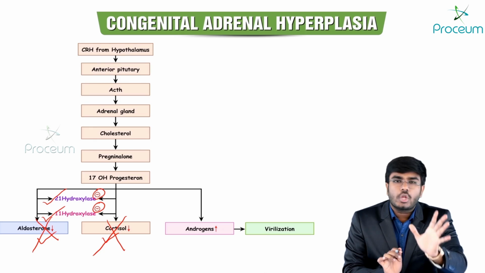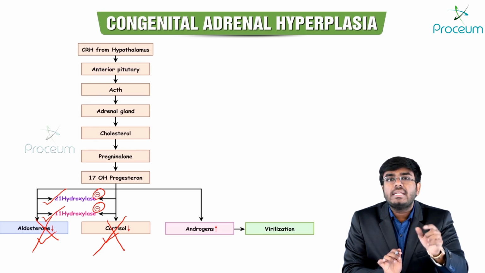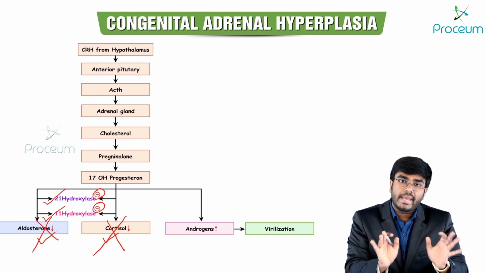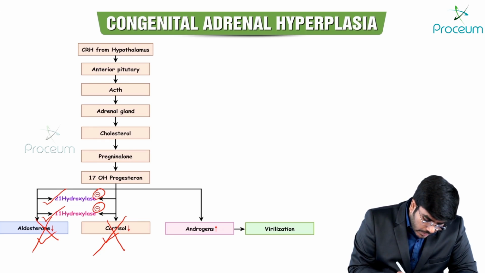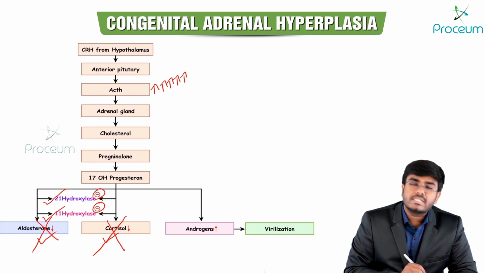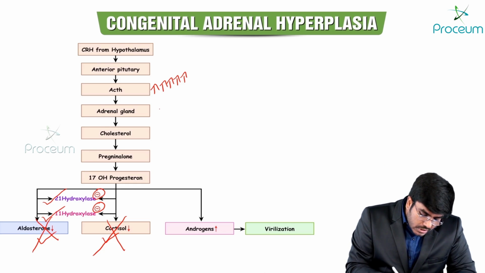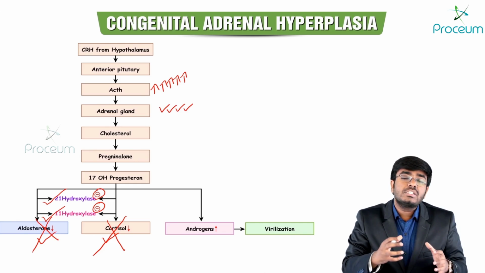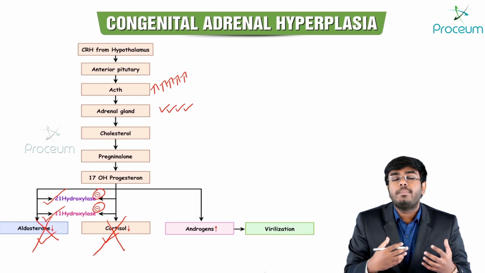Whenever cortisol is not there, what happens? The negative feedback to the anterior pituitary is lost. So there is no negative feedback. Whenever there is no negative feedback, the anterior pituitary is going to produce lots of ACTH, and this lots of ACTH is going to stimulate the adrenal gland. So what happens? Adrenal gland is stimulated, more stimulation. So there is adrenal hyperplasia.